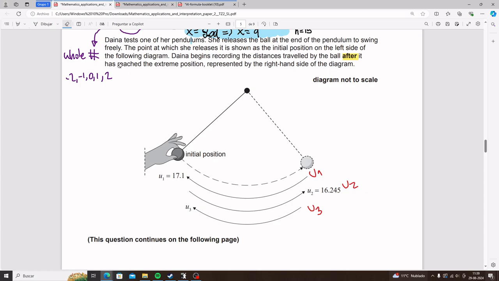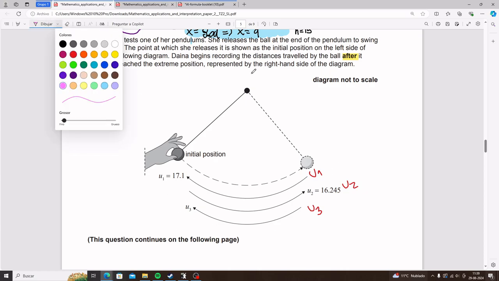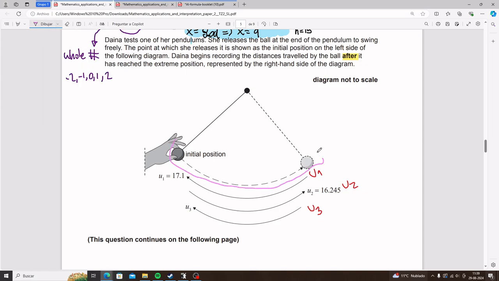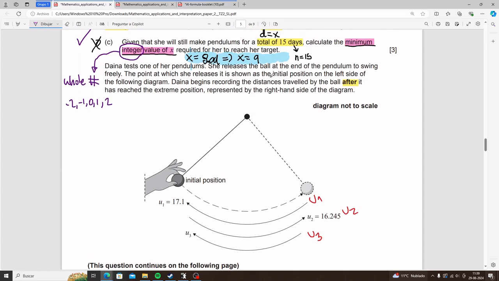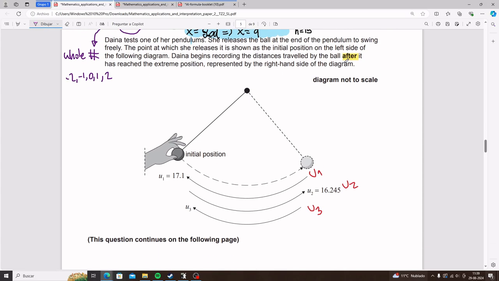So again, context-wise, a lot of you are probably thinking in your brain, isn't this technically your first swing? And although I completely agree with you, nobody cares. The first swing is whatever the exercise is telling you. They're telling you that the first swing is when it comes back after reaching the extreme position, which is this right here. So after reaching this extreme position, your first, second, and third are every back and forth from there.